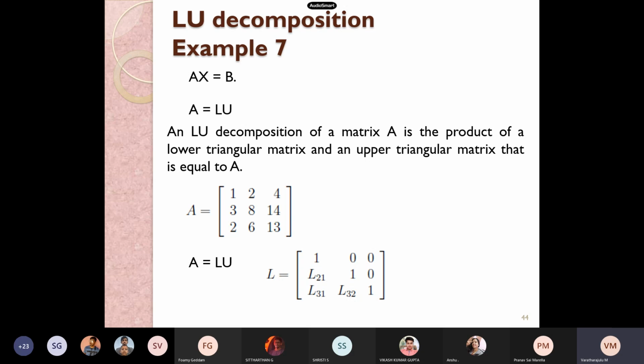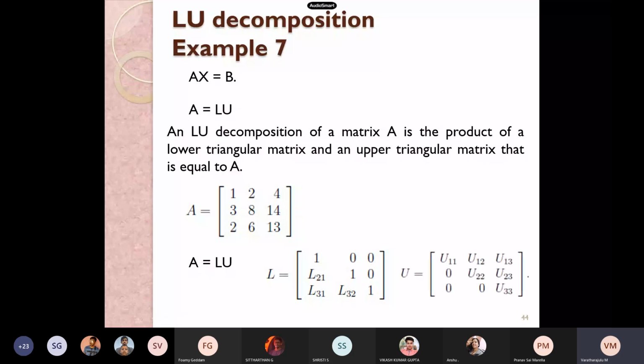Here, what we need to do is keep the main diagonal of the lower triangular matrix as 1, and the terms below the diagonal should be kept with their addresses. And for the upper triangular matrix, we need to start with the main diagonal. See, U11, and the lower part of the upper triangular matrix is 0.